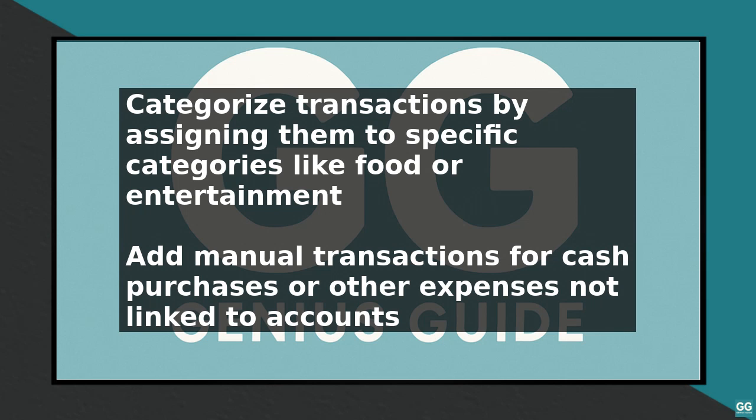To set a budget, navigate to the budgeting section and allocate funds to each category based on your financial goals and priorities. The app will track your spending and alert you when you are close to exceeding your budget limits.